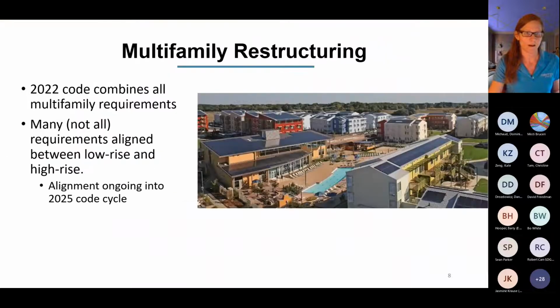All right, a little bit on the 2022 code. So this multifamily restructuring was a really big effort, and the intent was to simplify compliance and enforcement by taking all of the requirements for multifamily dwelling units and common area spaces and consolidating them into 3 multifamily specific chapters of the code. This aligned many of the requirements across low-rise and high-rise, not all of them. This alignment is ongoing, and there will be additional work in the 2025 code cycle to hopefully get to a full and complete alignment. But this is a really big step forward.